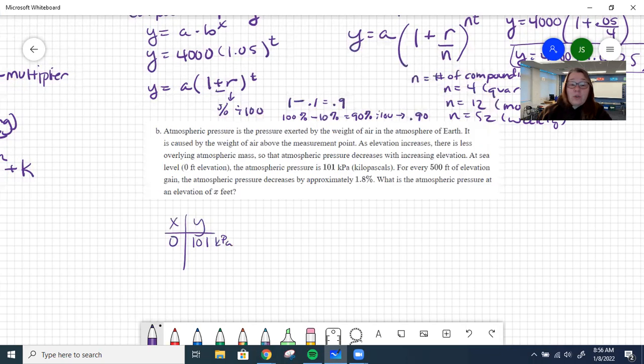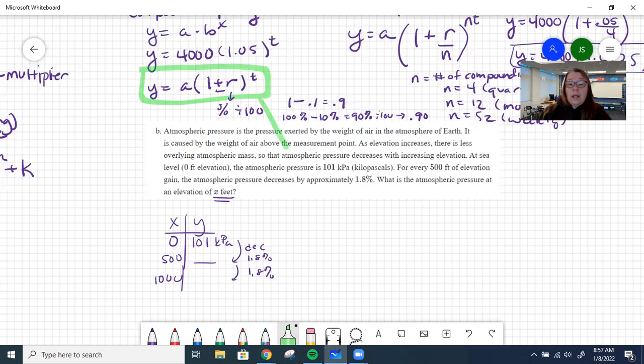For every 500 feet, it decreases by 1.8%. What is the atmospheric pressure at X feet? So every 500 feet, we're seeing this decrease of 1.8%. But I don't want to know after 500 feet. I just want to know after X feet. So when we go to write our formula, now this doesn't have to do with compounding. I'm not going to use this compounding formula. I'm going to go to this one here.